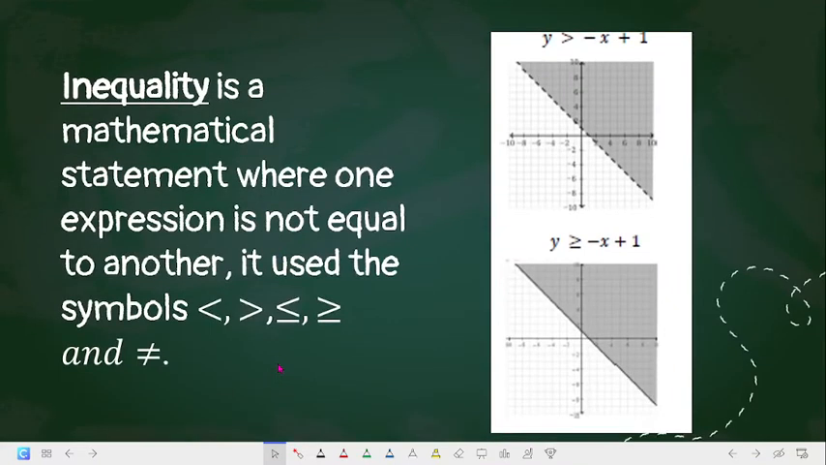Again, when we say inequality, this is a mathematical statement where one expression is not equal to another. It uses the symbols less than, greater than, less than or equal to, greater than or equal to, and not equal. Last week we discussed inequality, and on this side you're going to see an example of an inequality.